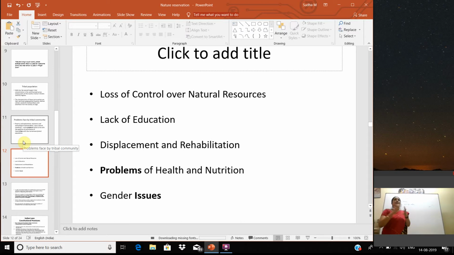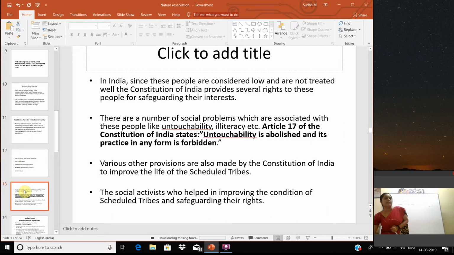Even the entire forest is their own area, where they live, but we normal people are destroying it. That is also one factor that we should address here. Lack of education, displacement, rehabilitation, problems of health as well as nutrition, gender issues. So these are the major issues that they face. Okay. And one more thing, untouchability. Of course, they have their own constitutional rights, but still they are being treated as untouchable to some extent.